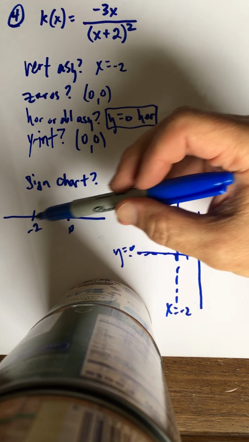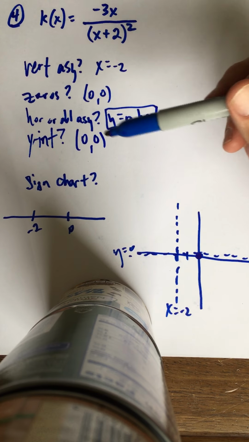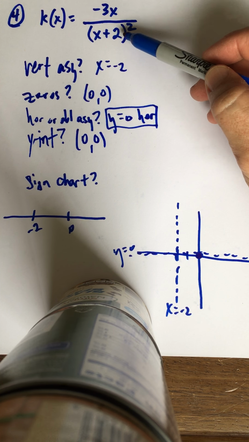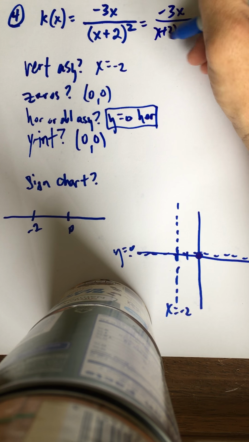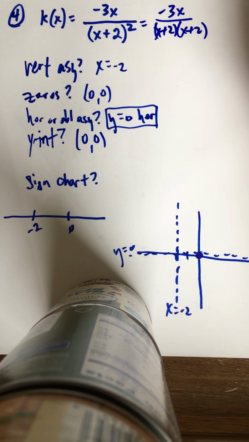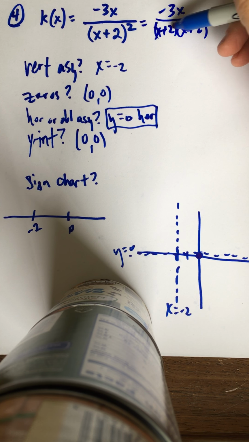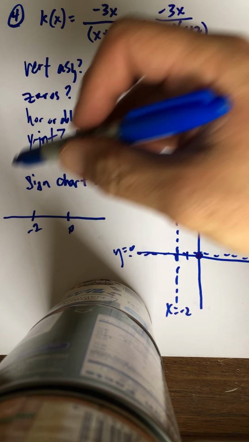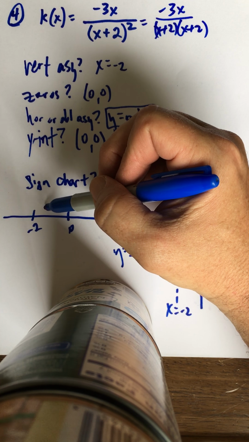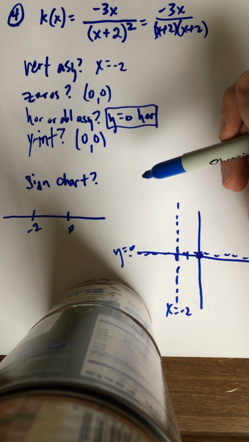Now for your sign chart, you're going to pick numbers in each area. Is this going to alternate? Because x plus 2, you understand this is the same thing as having -3x, x plus 2, and another x plus 2. Since there's more than one x plus 2, then it's not going to alternate just around that -2. So whatever it is on this side of -2, it's going to continue to be on that side of -2. It'll still alternate everywhere else.